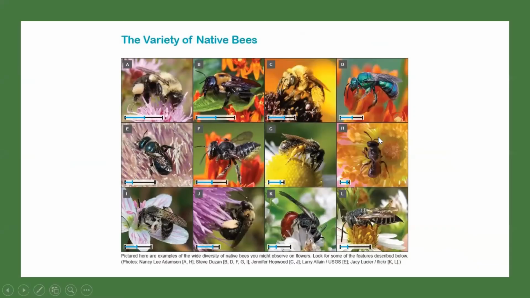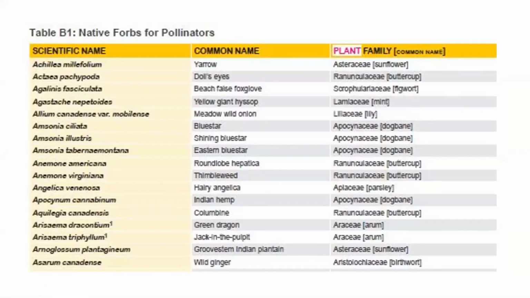We've got a section on the variety of native bees, beautifully illustrated with some pretty fantastic photos. And there are some extremely helpful and in-depth tables towards the back with lists of native plants for pollinators. This is only a very tiny section of the table for native forbs for pollinators, which I believe includes a few hundred species.